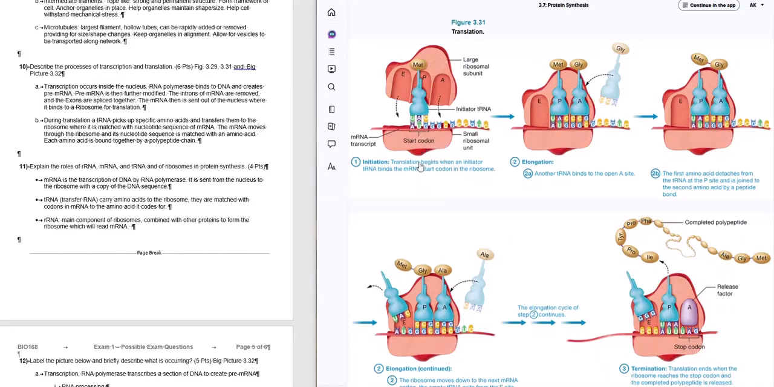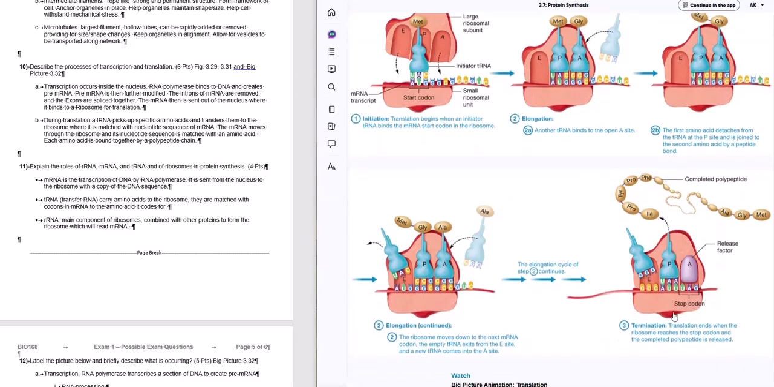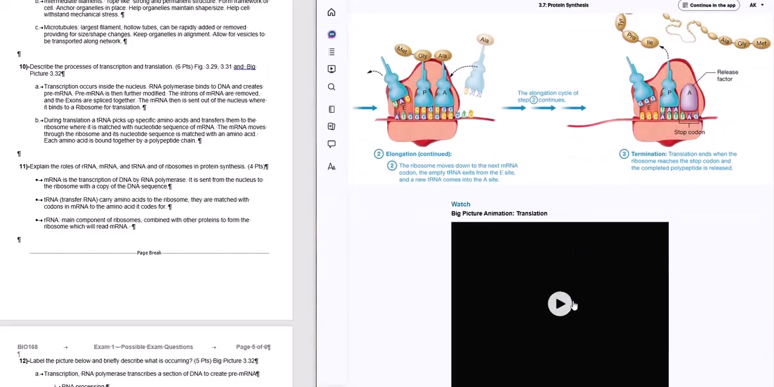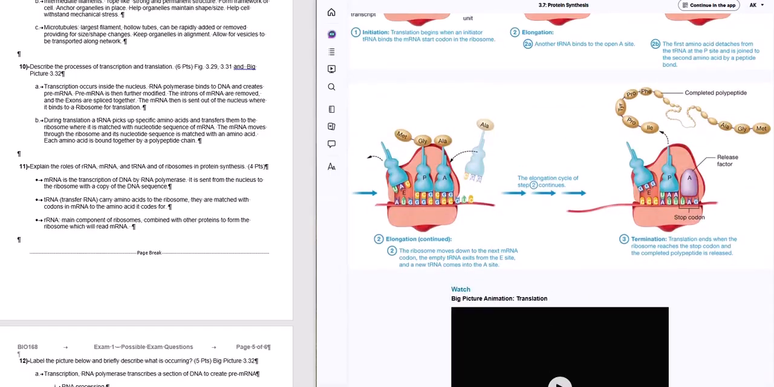You have initiation, where you have the ribosome, the tRNA, and the messenger RNA all coming together with the start codon. Then the ribosome moves 3 nucleotides, or a codon, and brings in the next amino acid via the tRNA. The amino acids join via a peptide bond, and this is elongation. It continues until you reach termination, when you get to a stop codon, which causes the whole assembly to fall apart. And again, that's the big picture of translation, and you can find all these videos in the study area.